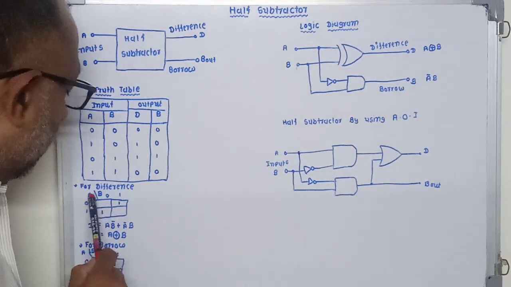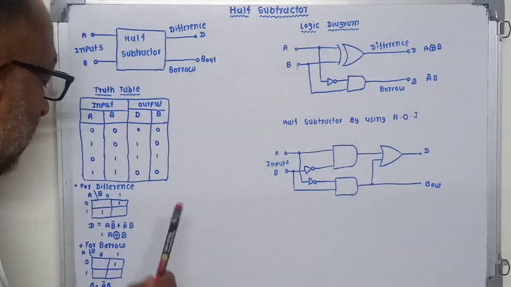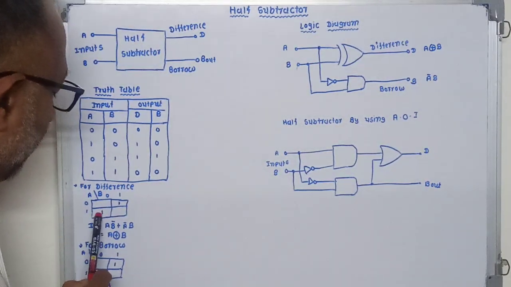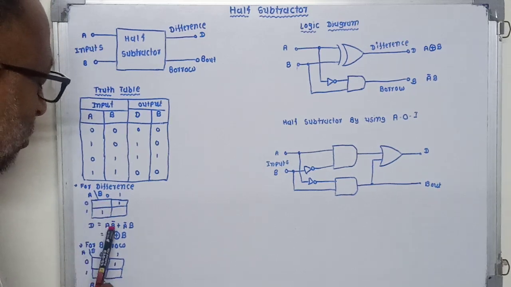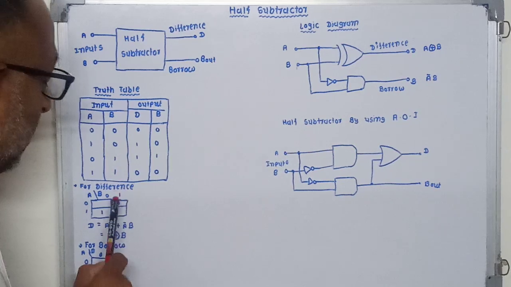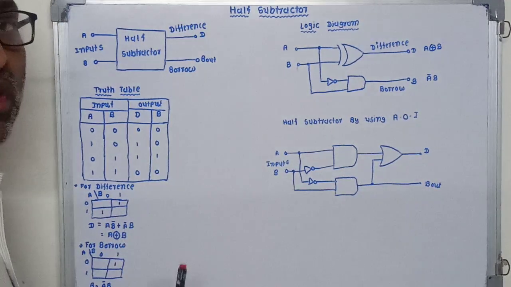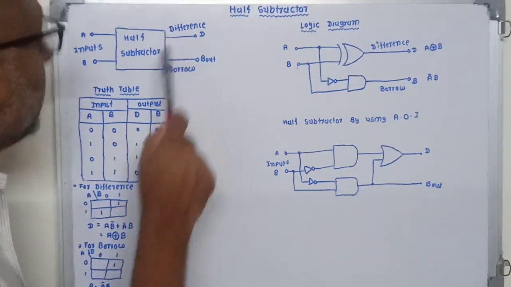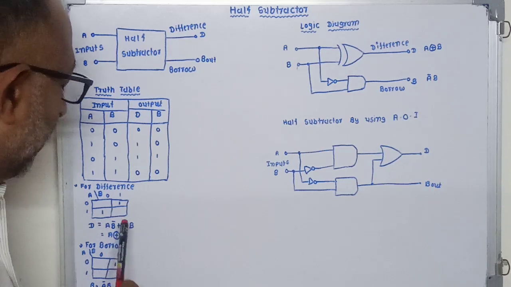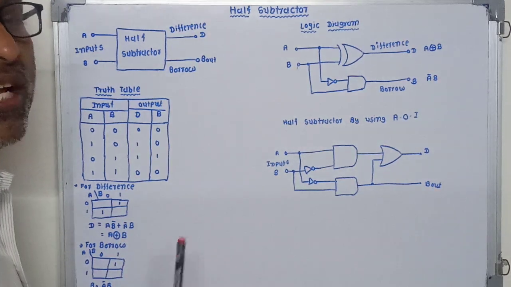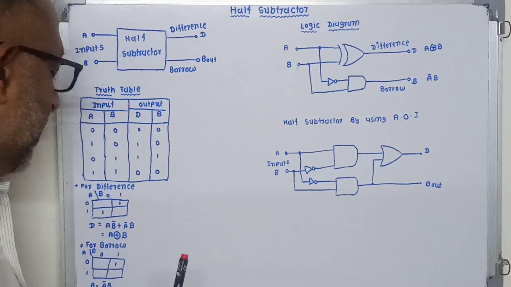Now from this K-map, we can write the Boolean expression. For that we require A into B bar plus A bar into B. So for this difference D, we require A B bar plus A bar B. That is nothing but an exclusive OR operation. So here I can write A exclusive OR B.